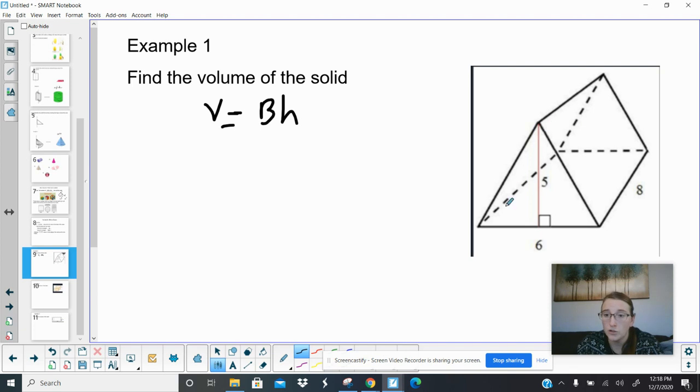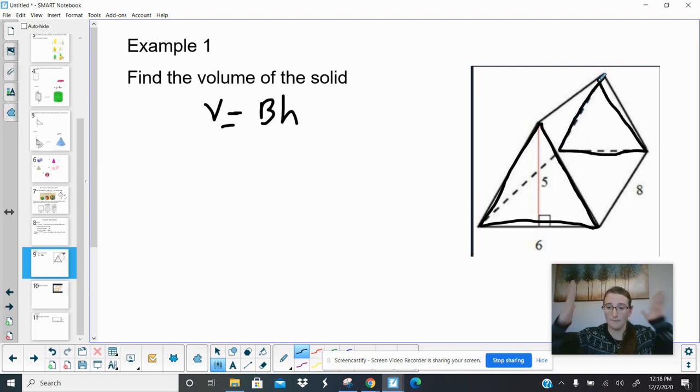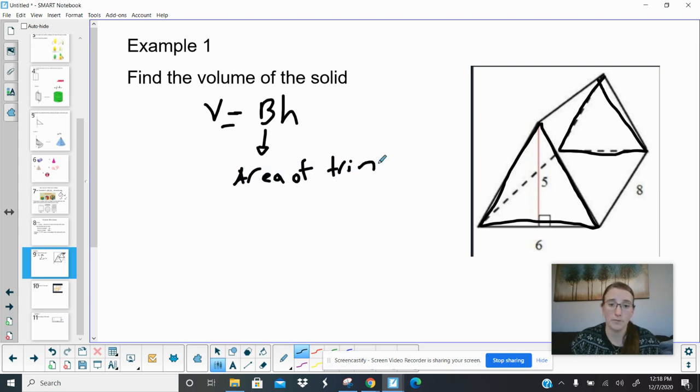We have two bases that are what shape? What are these two shapes? Triangles. So these are our bases here. Again, the two shapes that make up the two sides like that, the rest are rectangles. We care about those triangles. So this B then needs to be the area of that triangle. And then we have the height.